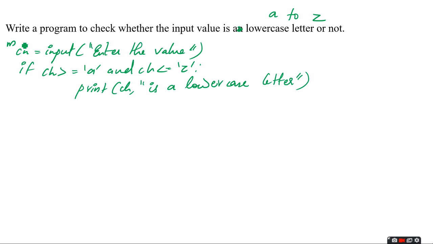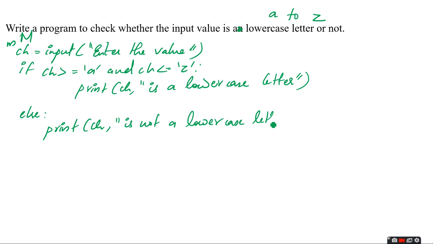Suppose we are inputting capital letter M like this. So we have to get a different result. So we have to write it in the else part. Print CH is not a lowercase letter. So in this way we will get the answer.